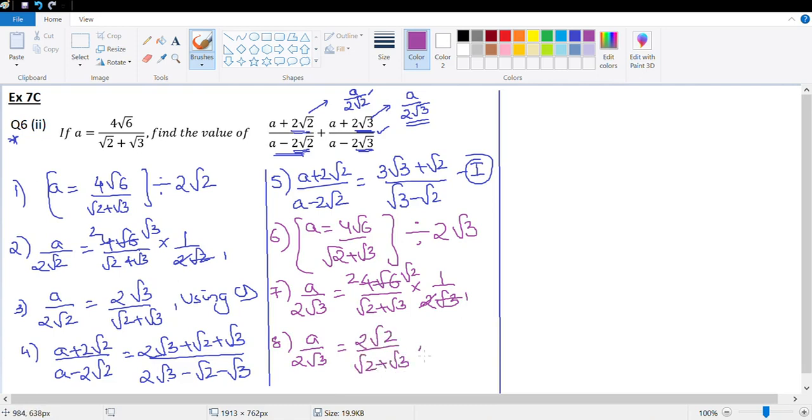Next, using componendo and dividendo, we get A plus 2 root 3 upon A minus 2 root 3 would be equal to 2 root 2 plus root 2 plus root 3 divided by 2 root 2 minus root 2 minus root 3.